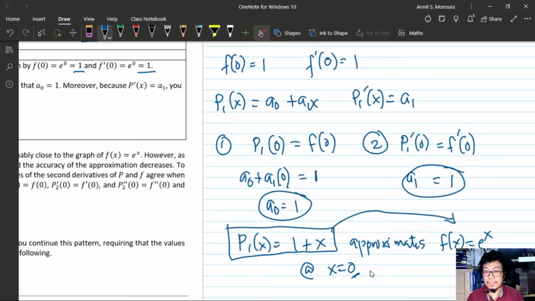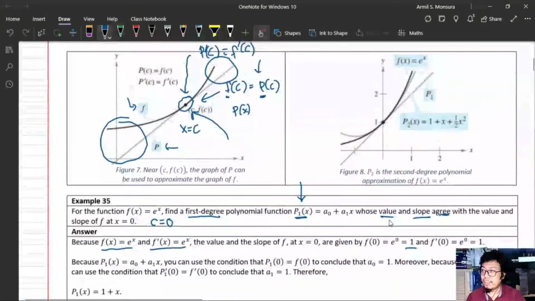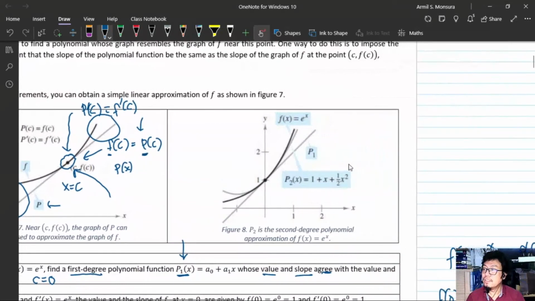That's the big idea here in this lesson. Okay, so here is the illustration of that. This is your P1. Again, we recall that P1 is 1 plus x, so it's a linear function.